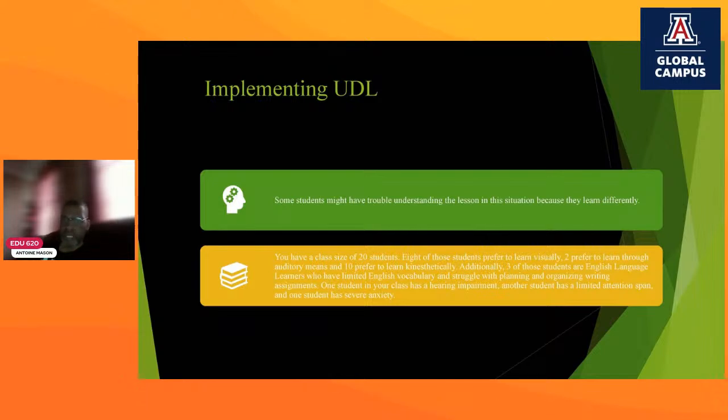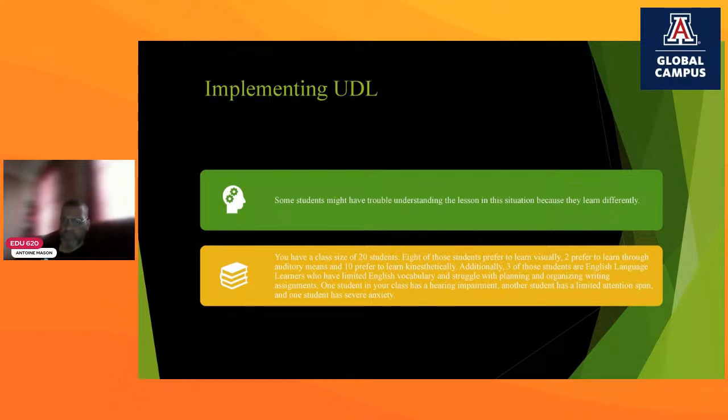Some students might have trouble understanding a lesson in this situation because they learn differently by seeing, hearing, or doing. Some may not know English well and struggle to write. Another student can't hear properly. One has a short attention span, yet another is very anxious. They each need different things to learn effectively, which can make it difficult for them all to follow if only taught in the usual way.